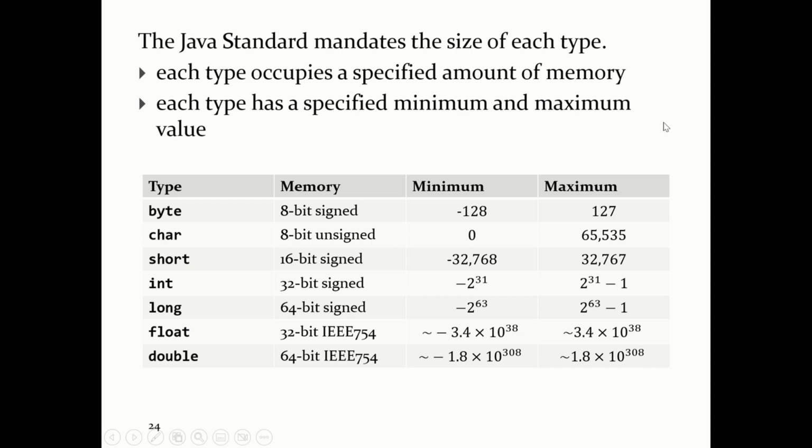Okay, so unlike C, Java says all of these types have a particular size in memory, right? Byte is always 8 bits, char is always 8 bits, short is always 16 bits, int is always 32 bits, right? A bit is just a binary digit, a 0 or a 1, right? Each one of these types occupies a fixed amount of memory. Int is always 32 bits, right?